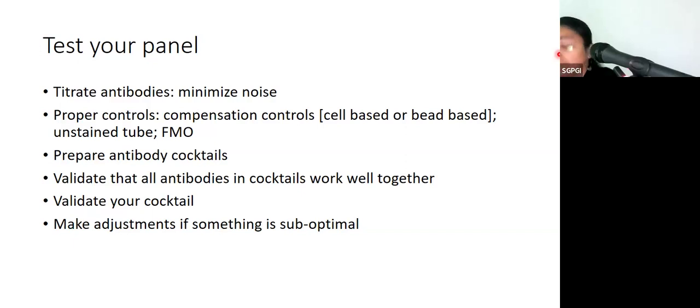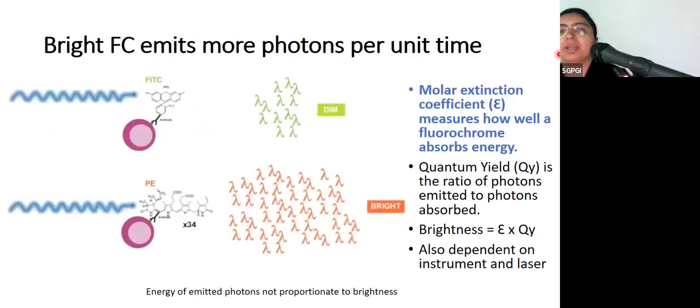So cocktailing leads to lesser pipetting errors, and you have to validate your cocktail. Very important to make adjustments in your panel if there is some error. So now keep in mind that a bright fluorochrome will emit more photons per unit time.